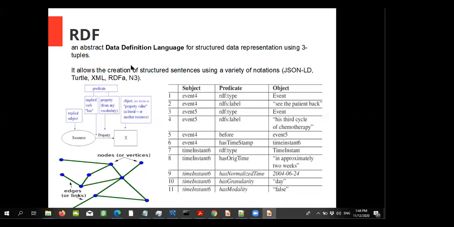Okay, so now look at RDF. Subject, predicate, object, this is how we represent all these nodes or vertices, edges or links. The edges are these lines, that's the links. Nodes or vertices are these points. This is where your entities are. The edges represent the relationship, okay? Look at how it appears in this format.